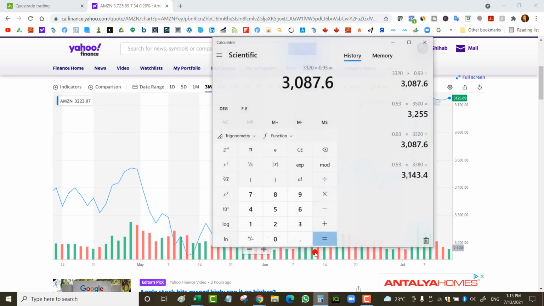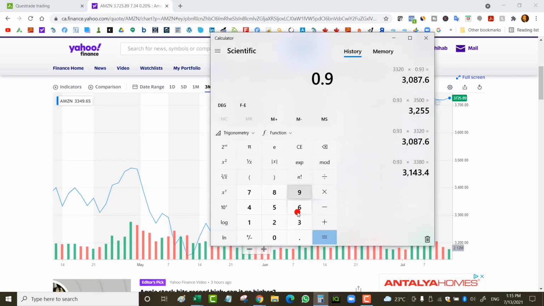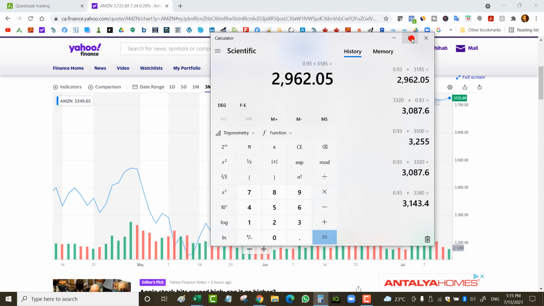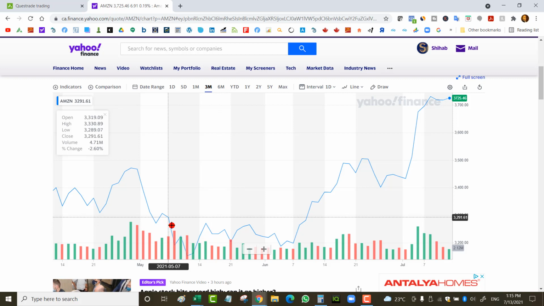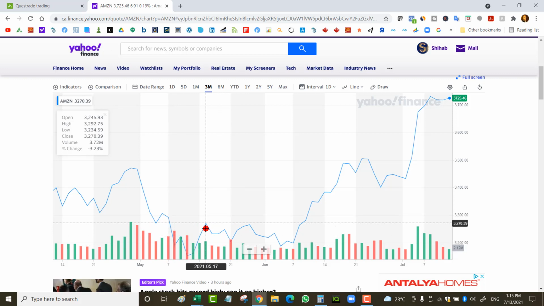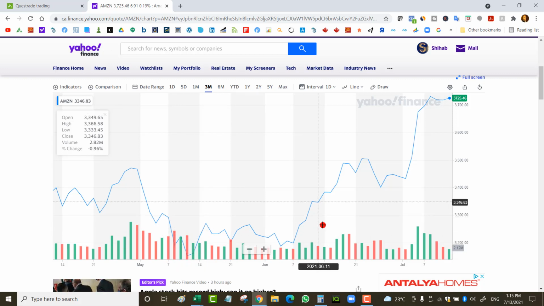If we take a short strike that's 7% lower, so that's 0.93 times 31.85, that's 29.62. So my short strike will be at 29.62, and I said my expiry will be June 12 about. So June 11th, Amazon closes at 33.46. So we have a winner.